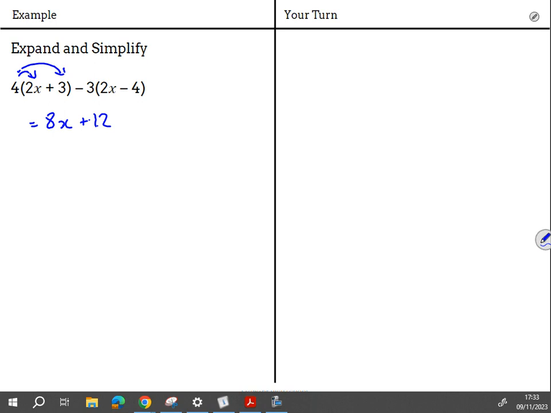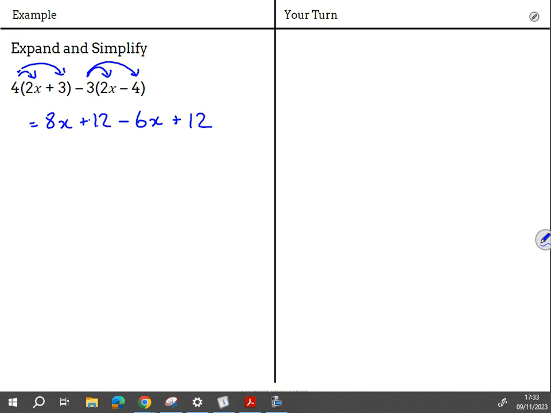And now this time we've got to be careful because it's a takeaway 3. So it's a minus 3 that we're multiplying out with the bracket. So it's a negative 3 here multiplied by a 2x. So that'll be minus 6x. And it's a negative 3 multiplied by a minus 4. So again, negative times a negative will give me positive. And 3 times 4 is 12.